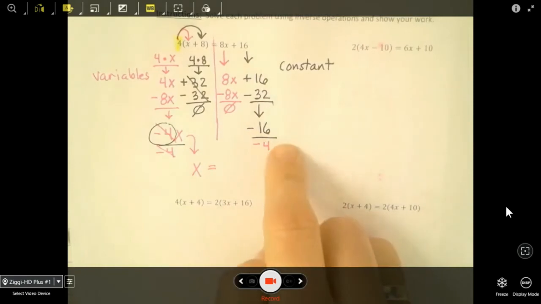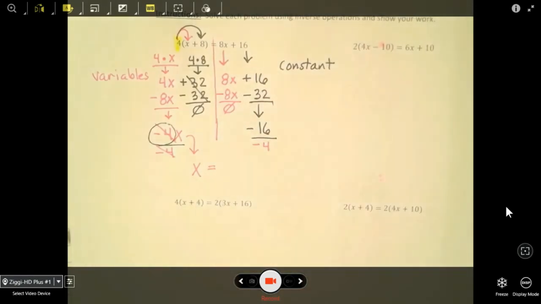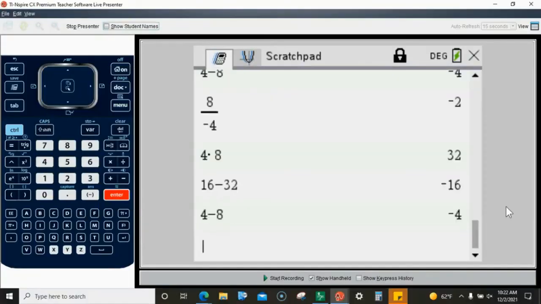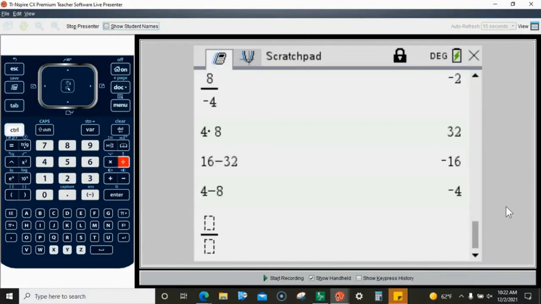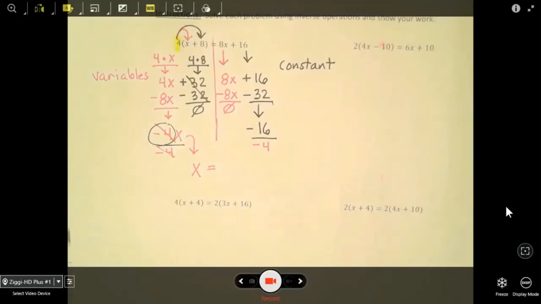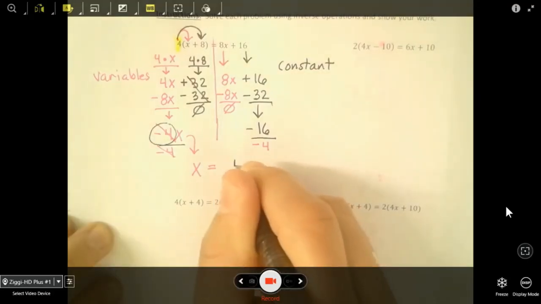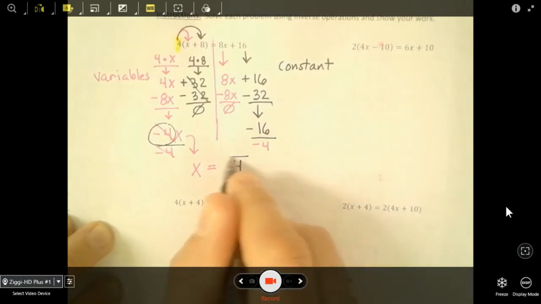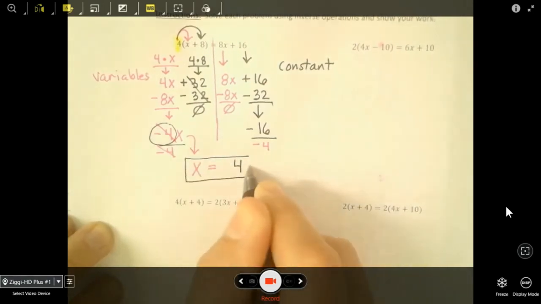And negative 16 divided by negative 4, I'm not sure what that is. Let's put that in the calculator. So I'm going to hit Control Divide to get my fraction bar, and I have negative 16 over negative 4. And it gives me a positive 4. So I'm going to box it, and that is my final answer for this problem.